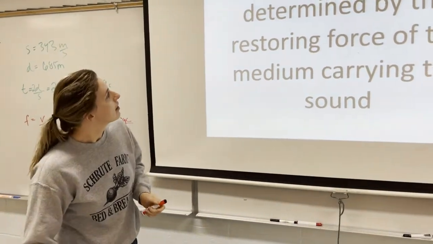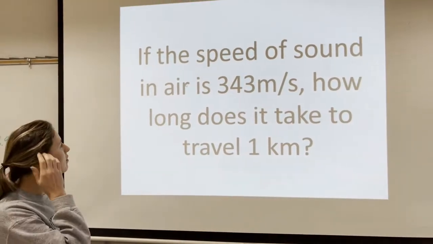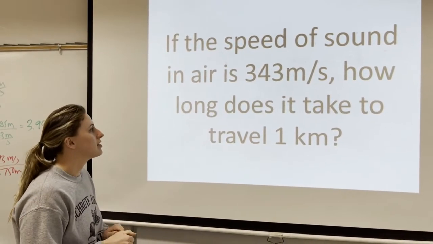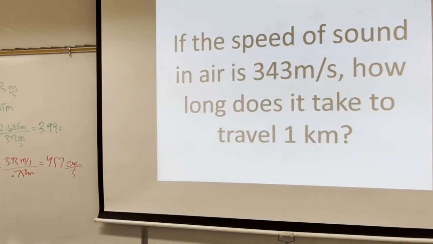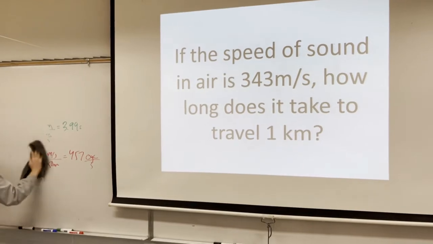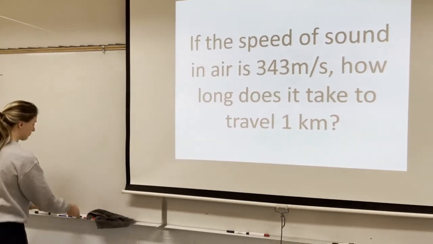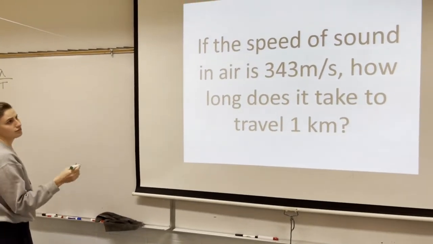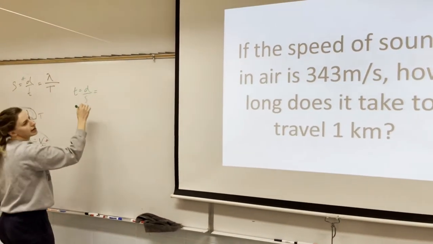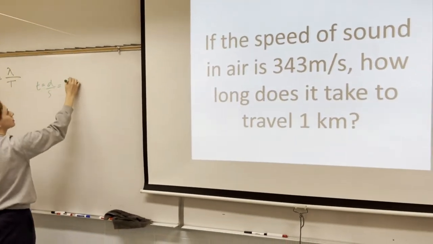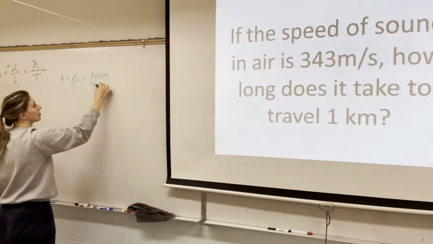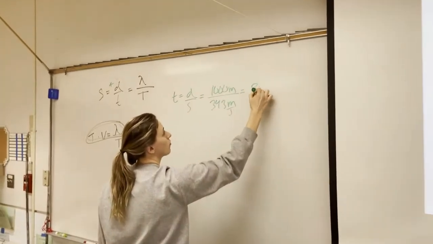If the speed of sound in air is 343 meters per second, how long does it take to travel 1 kilometer? Go ahead and get started on this. 1 kilometer is 1,000 meters. We want to know time, and time is distance divided by speed. So how far are we going? 1,000 meters, in air, at 343 meters per second.